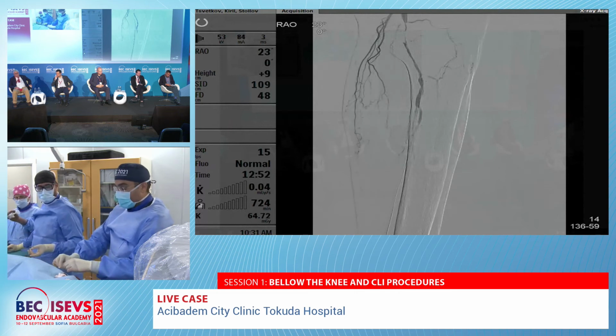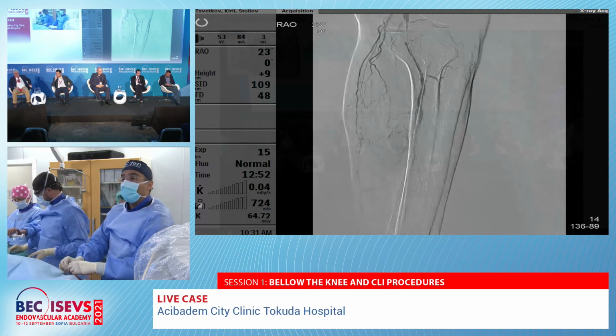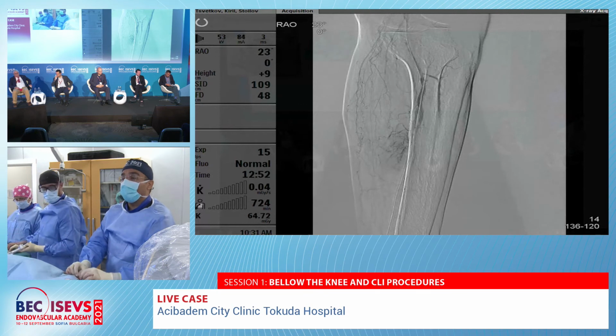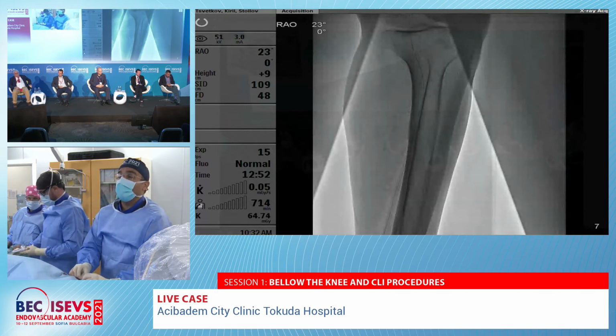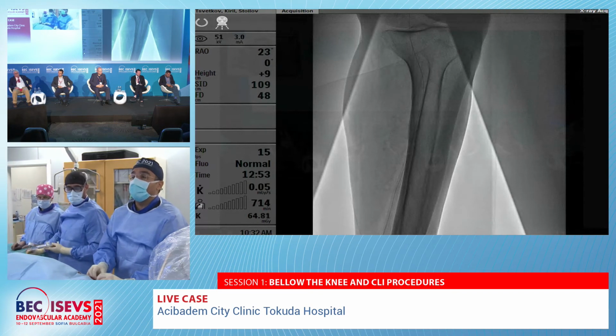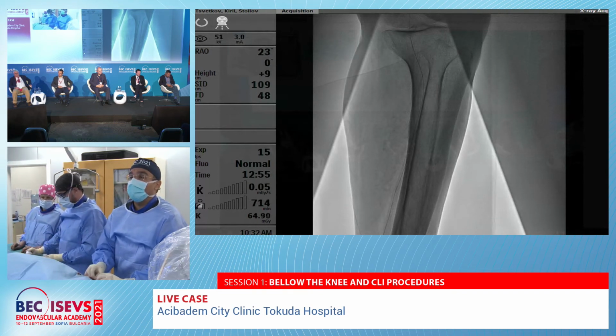However, I would disagree with you regarding the stenting of the tibiofibular trunk, because the current evidence shows that if you're using drug-eluting stents, balloon expandable drug-eluting stents at that level, actually they have amazing patency.